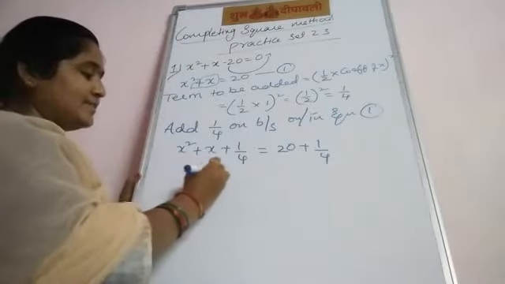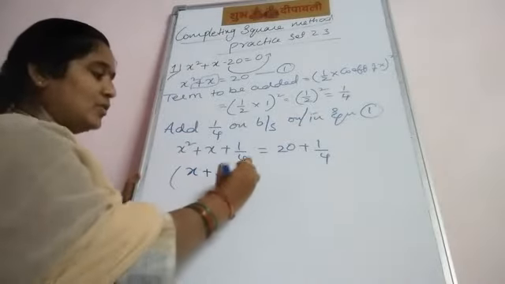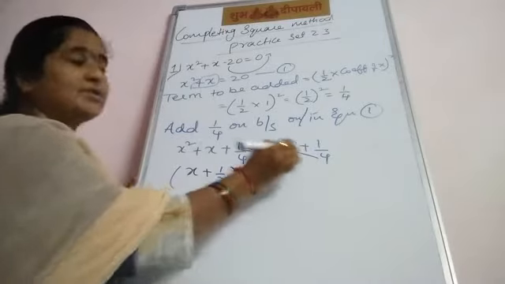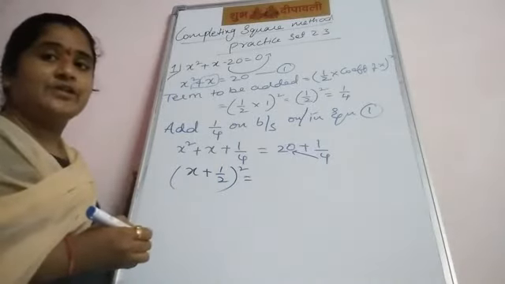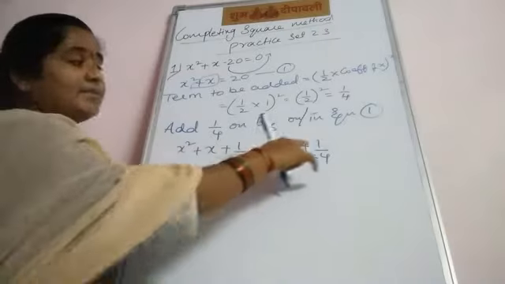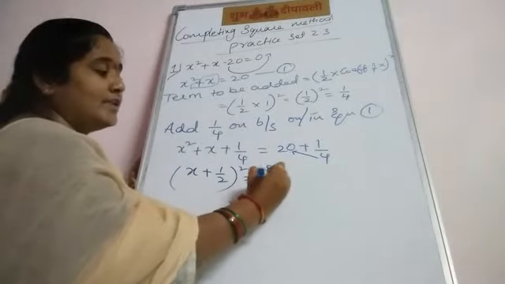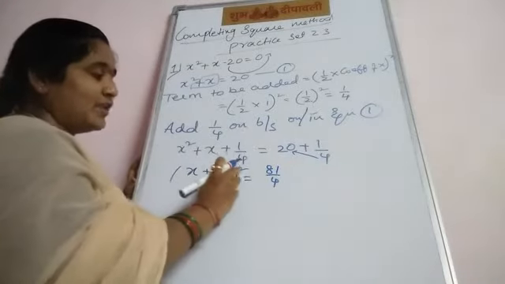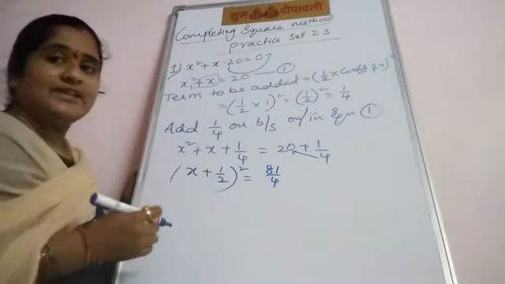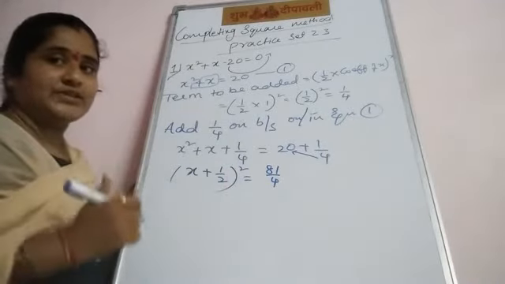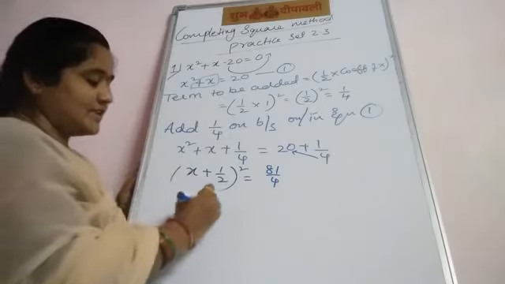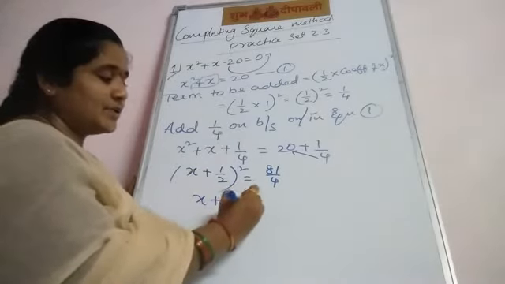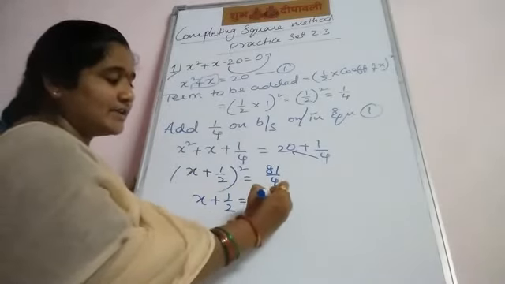See, x plus 1 by 2 whole square equal to. This you cross multiply. 20 into 4 is how much? 80. 80 plus 1, 81. 81 upon 4. Now here the square is there. You can apply the square root. For the square root, two sides, plus or minus. x plus 1 by 2 equal to plus or minus.